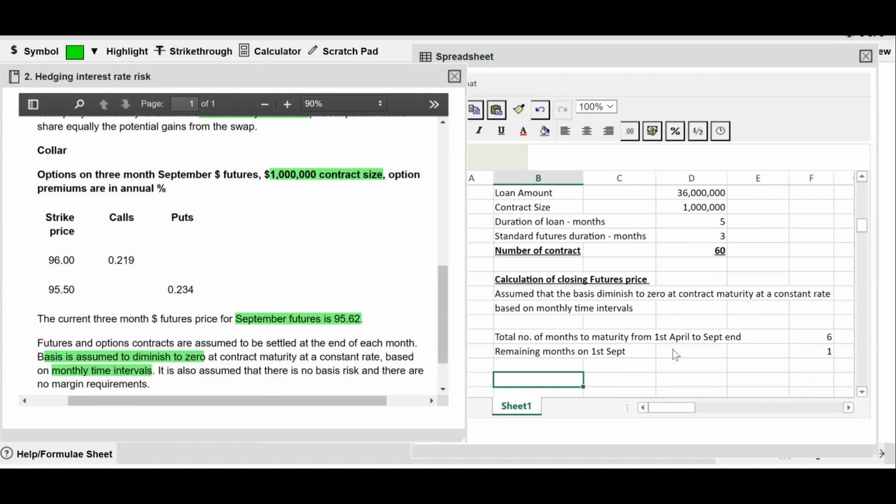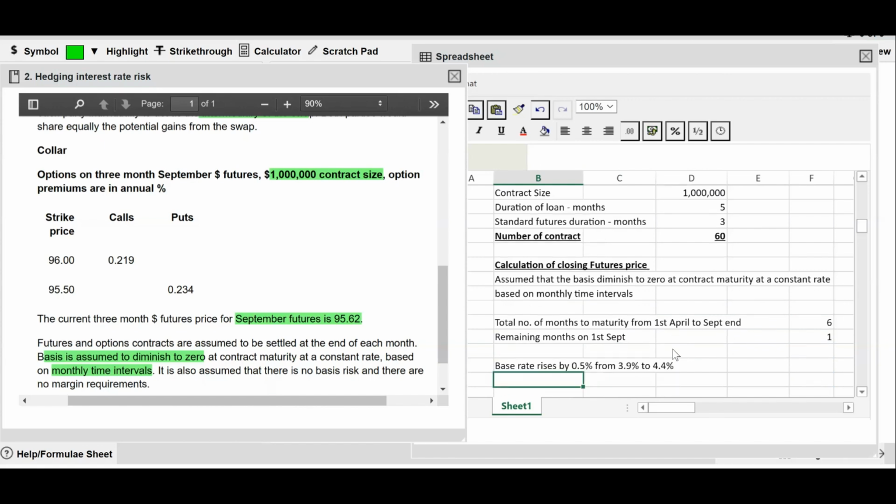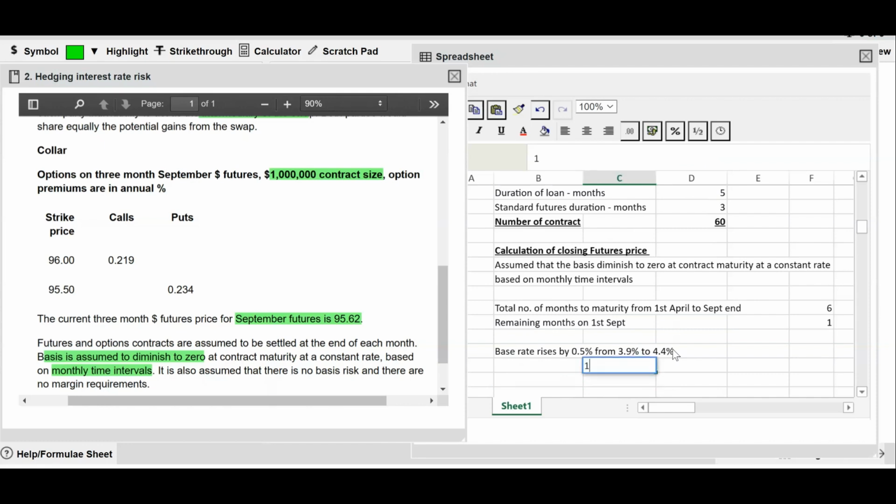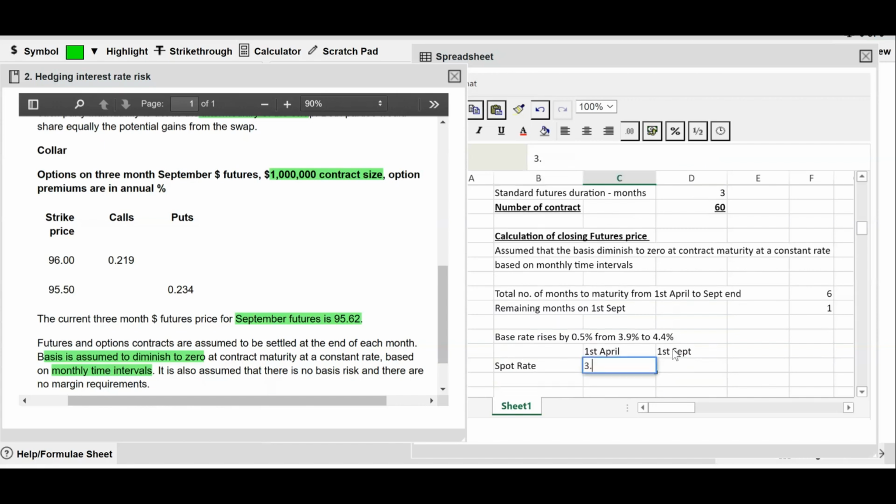Now this will help us. We need to understand that the base rate is going to rise by 0.5 percentage, from 3.9 percentage to 4.4. This is what we are expecting the closing rate to be. So the 1st April spot rate is going to be, as specified, 3.9, and on 1st September, from above, it's going to be 4.4.